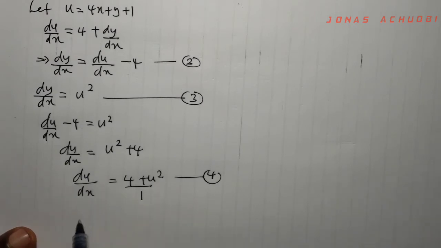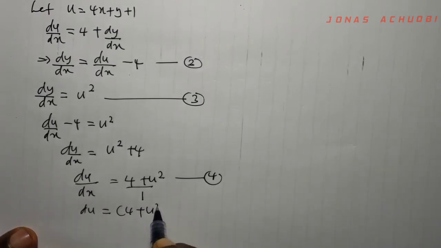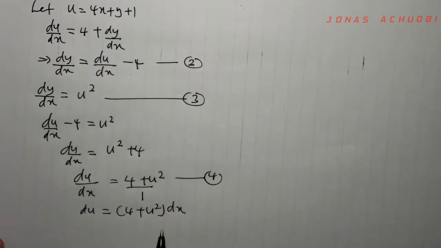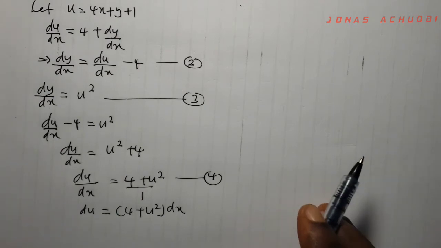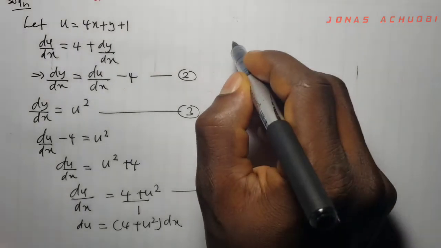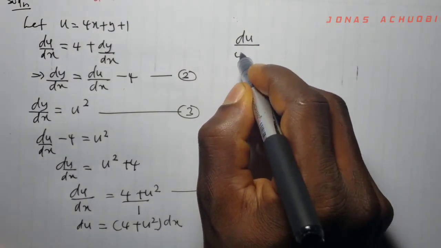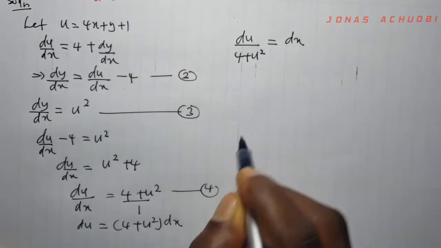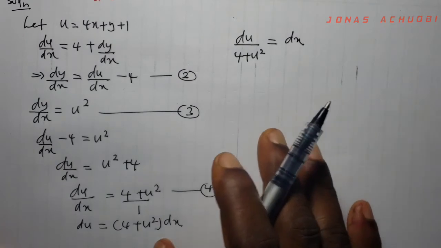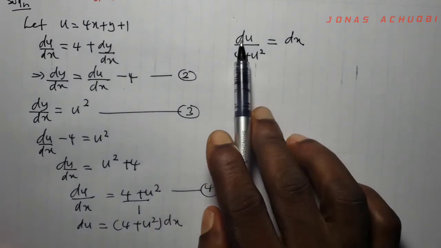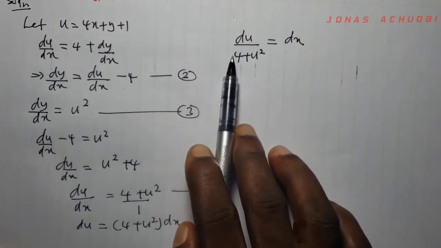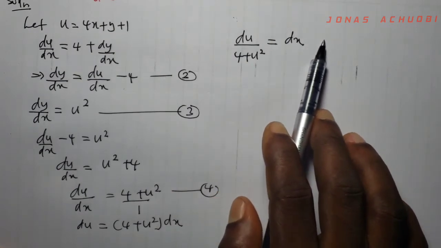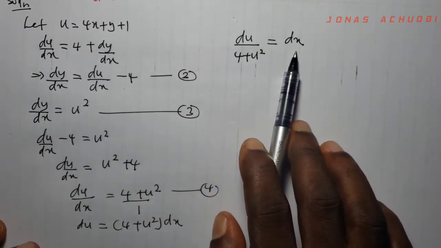We get du times 1, which is du equal to 4 plus u squared times dx. So if we divide both sides by 4 plus u squared, we now have du over 4 plus u squared equal to dx. And with this, we have separated variables, so that the left hand side is now in terms of the variable u, and the right hand side is now in terms of the variable x.